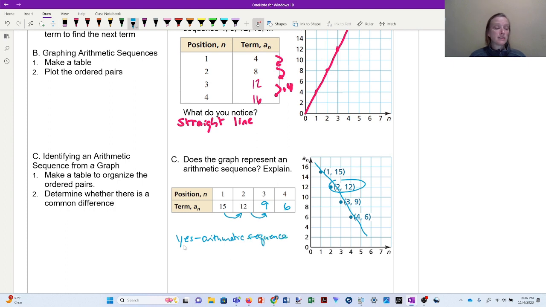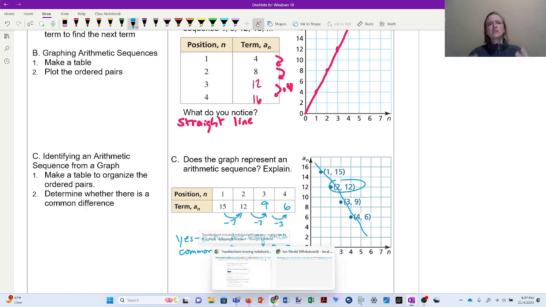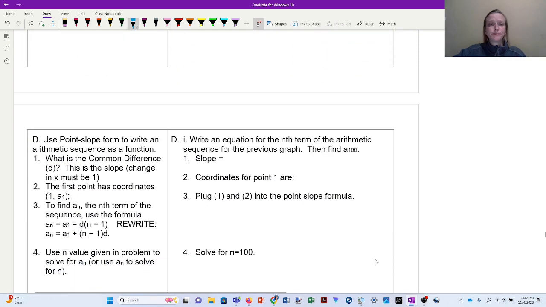And it's an arithmetic sequence because there's a common difference of -3 between consecutive terms in the sequence. Each time we take a step, it's down 3 to change from the previous term. So all straight lines follow this pattern.